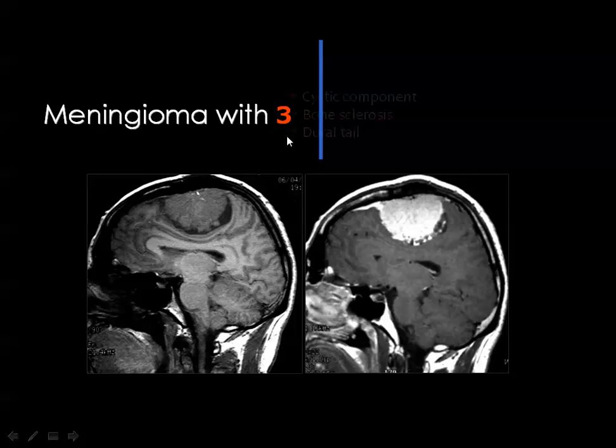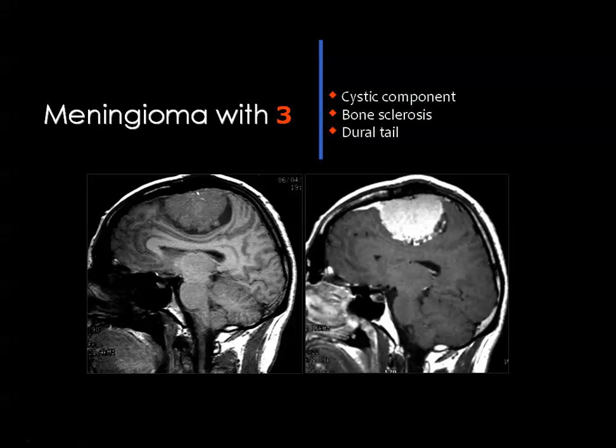Number one is the presence of cystic component, and you see this cystic component in the T1 weighted image, and this cystic component is almost not identifiable after contrast injection. Number two, the presence of bone sclerosis, and you see this part of the calvarium is dark, and this means the presence of sclerotic reaction against the base of the meningioma, and the presence of the dural tail, and we can see enhanced thickened dura along the edges of the meningioma.